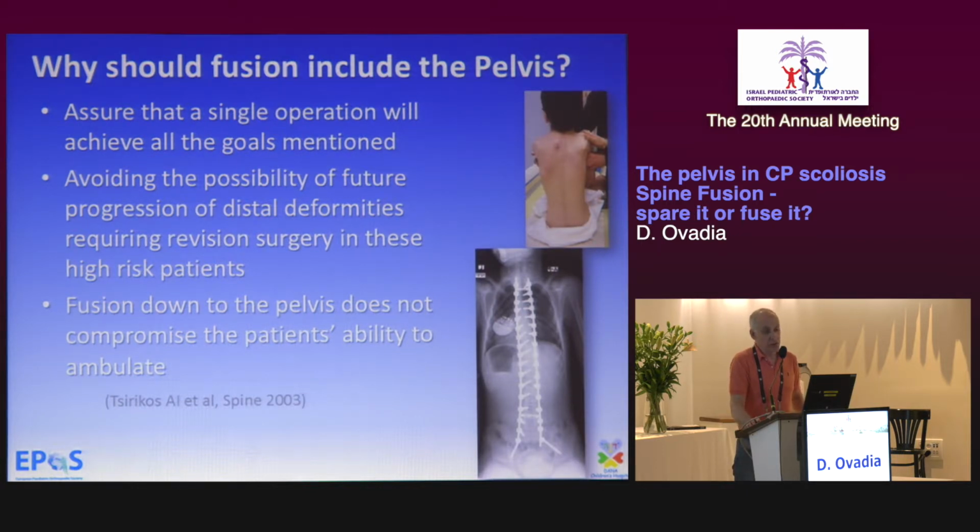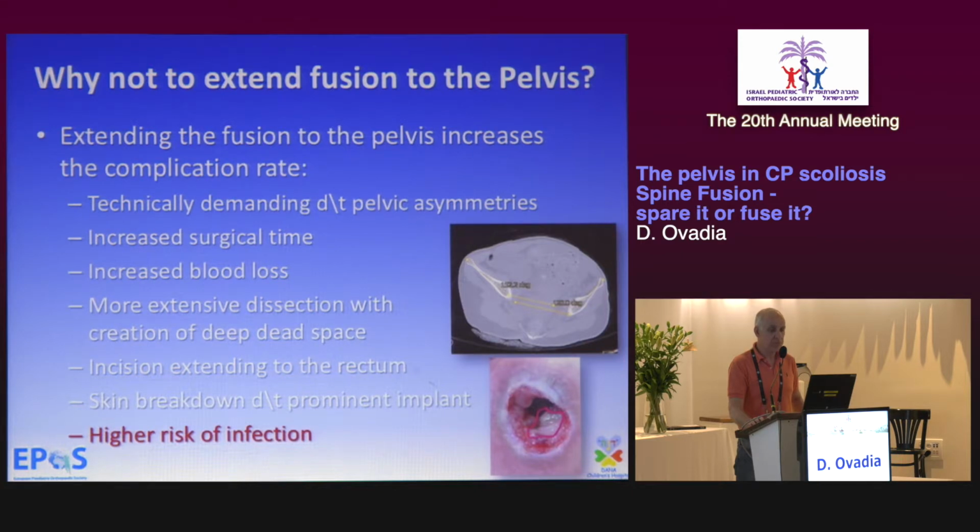It is of course to try and assure that a single operation will achieve all the goals mentioned, avoiding the possibility of further future progression of distal deformities requiring revision surgery. And fusion down to the pelvis, according to some articles in the literature, does not compromise the patient's ability to ambulate. This is a paper by Freeman Miller's group, published in Spine, and they claim that it didn't change the ability of the patients to mobilize.